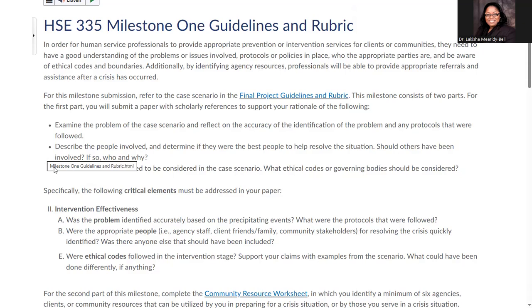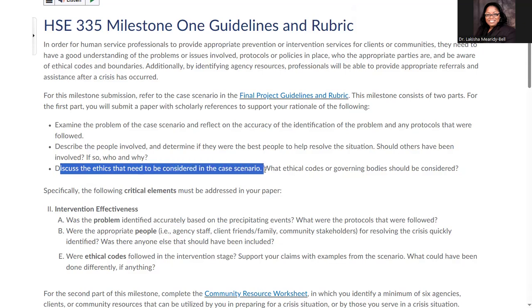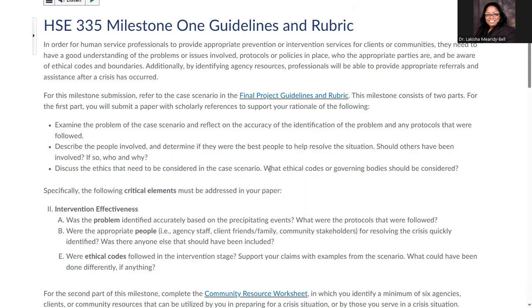Okay. All right, looking at the third bullet, discuss the ethics that need to be considered in the case scenario. And here we go. What ethical codes governing bodies should be considered? This actually comes from the National Organization for Human Services, and that article is a part of your course readings material. So take a look at that. It'll take you to the website where you can look at those ethical standards, which are the ethical codes that should be considered to be addressed in this section.